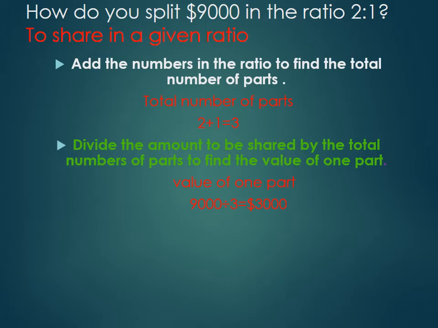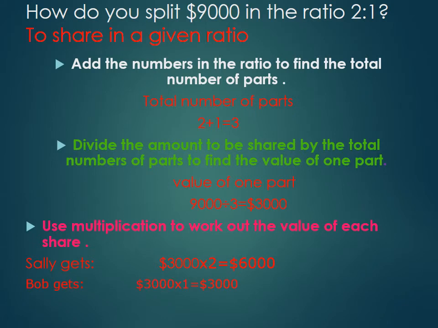After we find the value of 1 part, we know that Sally paid twice as much as Bob. So we will use multiplication to work out the value of each share. Sally gets 2 parts, right? So we will multiply $3,000 by 2, which equals $6,000. And Bob gets once, right? Because according to the ratio, he paid 1 part. So 3,000 multiplied by 1 equals $3,000.